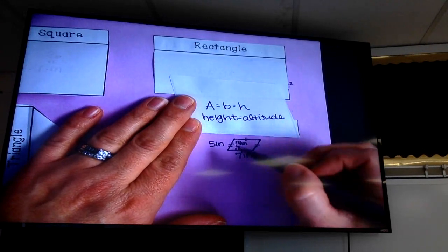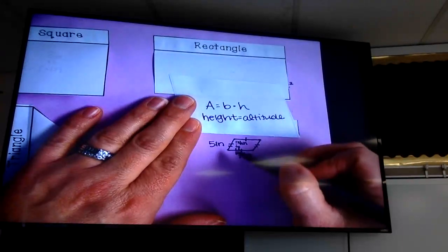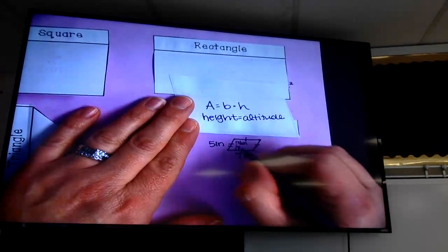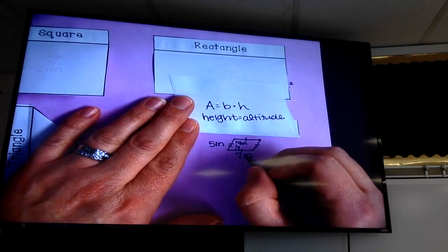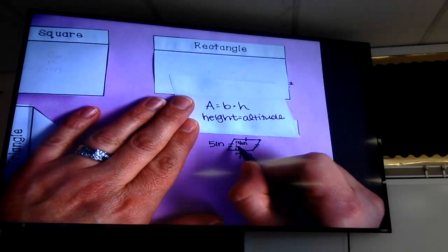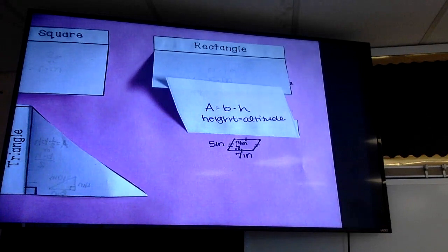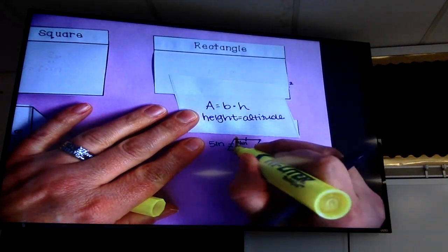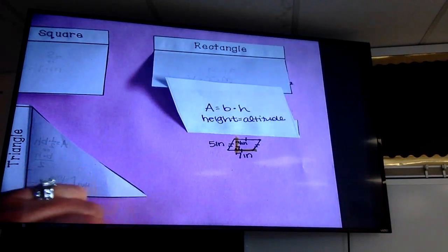Okay, your height in a parallelogram is your altitude. Again, whenever you're dealing with height, look for that 90-degree angle. The 2 lines that make up that 90-degree angle will tell you your base and height. So here's my 90-degree angle. I'm going to use a little highlighter here. It's made up of this line and this line right here.